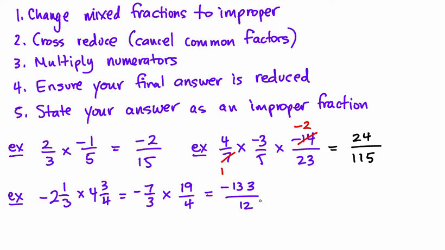is 12. Ensure my final answer is reduced, which it is, and I can state my answer as an improper fraction. So I don't need to go and figure out how many times 12 goes into 133 and try to make this into a mixed fraction. Please just leave your answers as improper fractions. They're perfectly fine. Let's take a look next at dividing fractions.